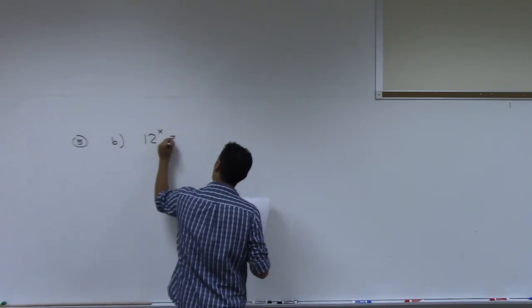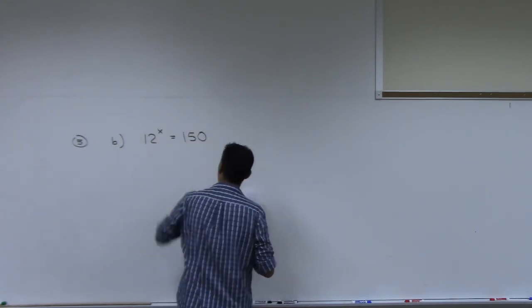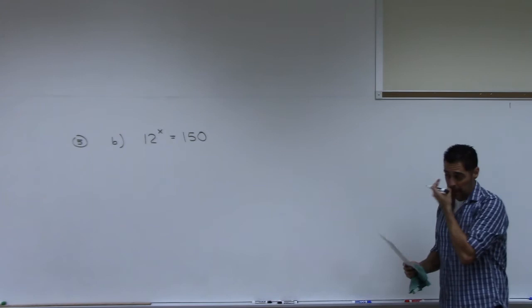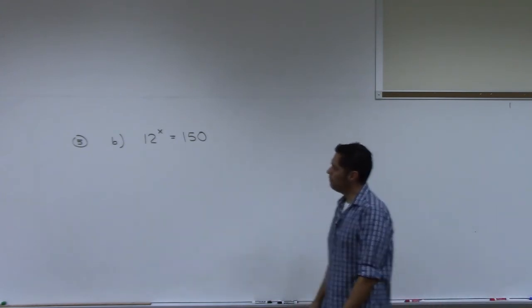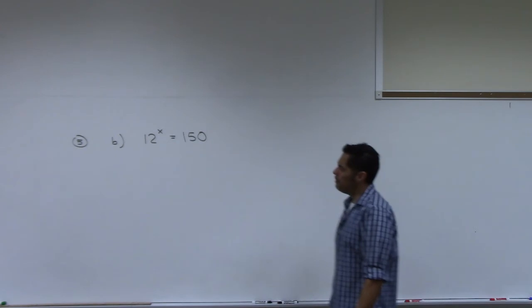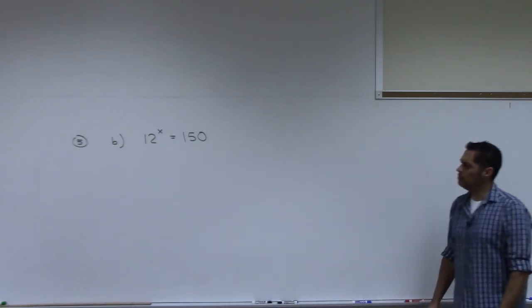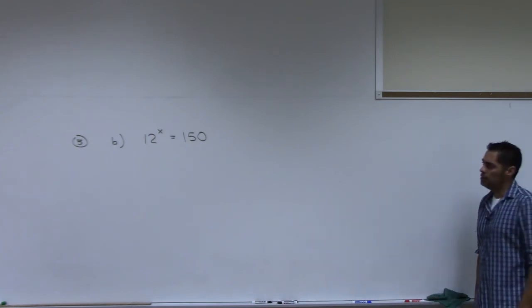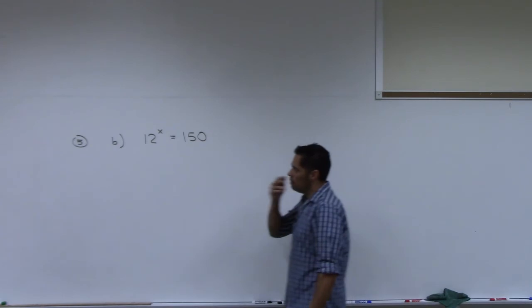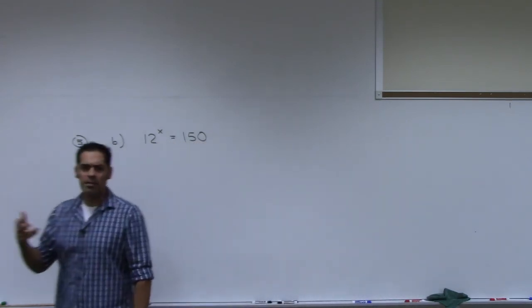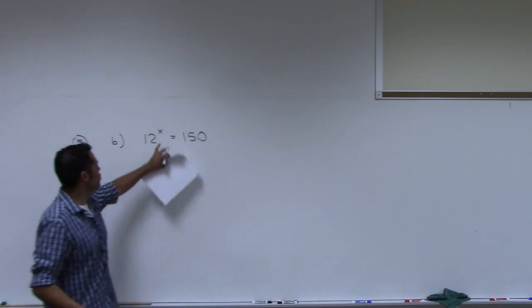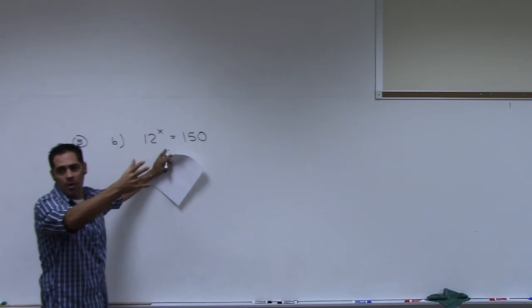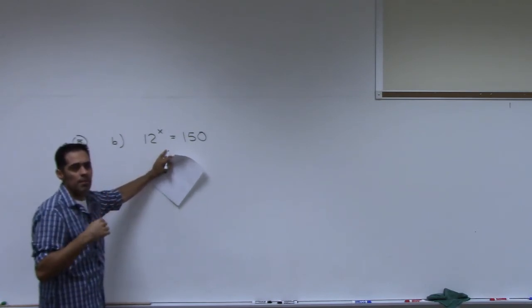Okay, 12 to the x equals 150. These are all pretty much the same problems, except C is a little different. So I'm going to first do what here? Now before we do it, can you think of what that answer should be close to? 12 squared, 12 times 12, is 144, isn't it? So 2 would be not quite enough. 3 would be way too much, right? 12 times 12 times 12 would be way over 150. So the answer should be bigger than 2, but close to 2.